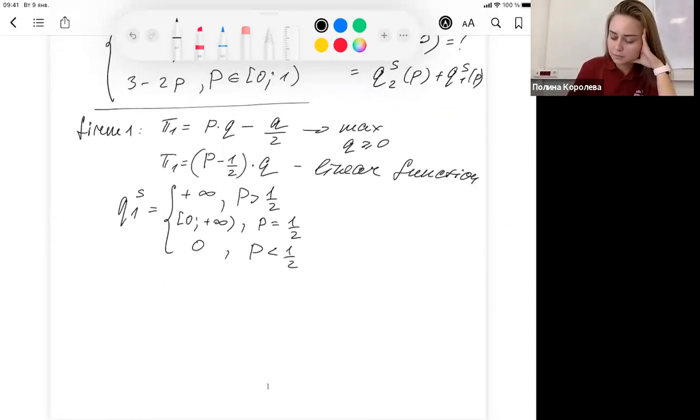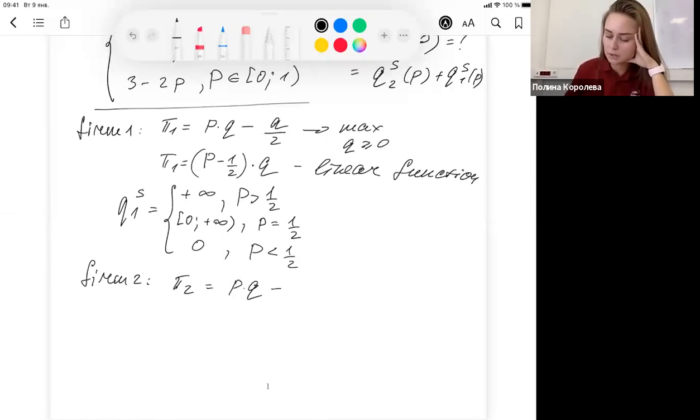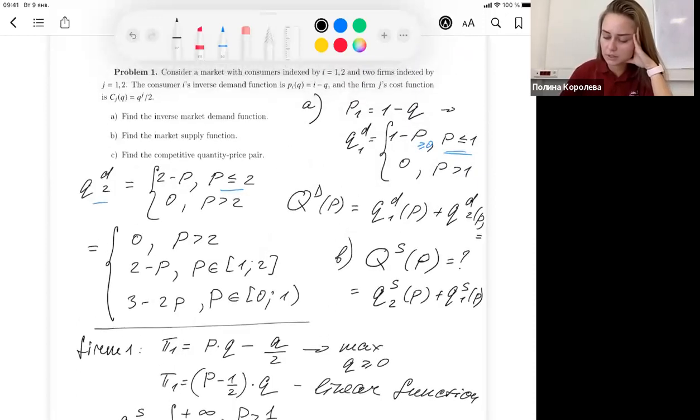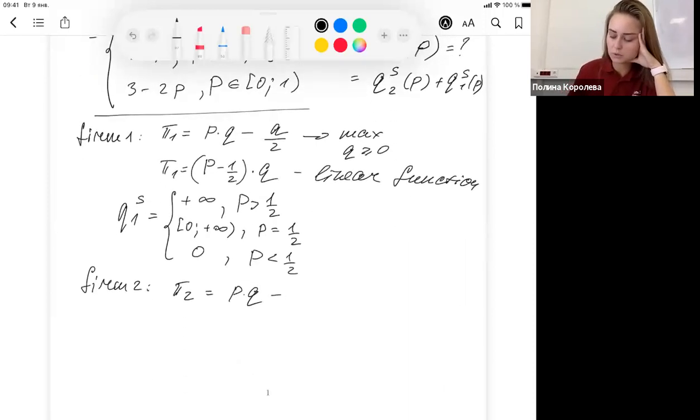For the second firm, profit is revenue, price multiplied by quantity, minus costs. Let's see the costs of the second firm: Q to the power of j, and since we have the second firm, it will be Q to the power of 2 over 2.